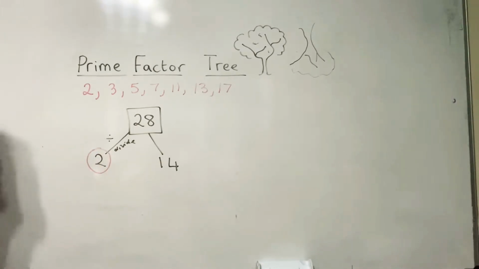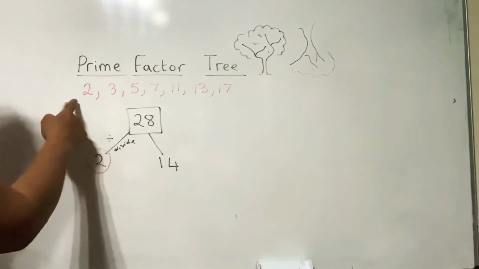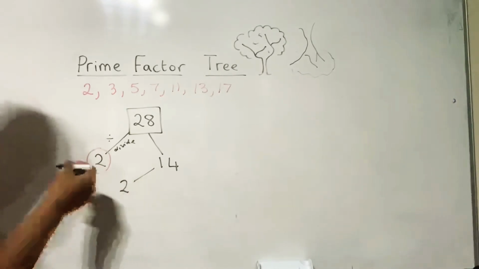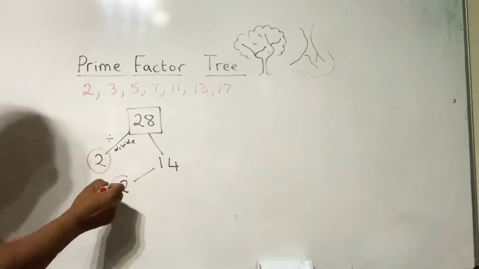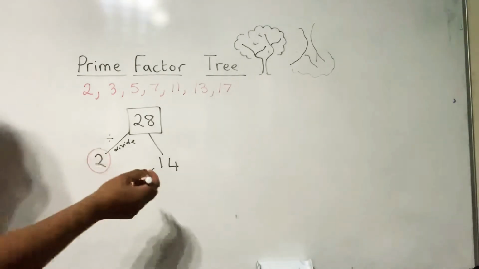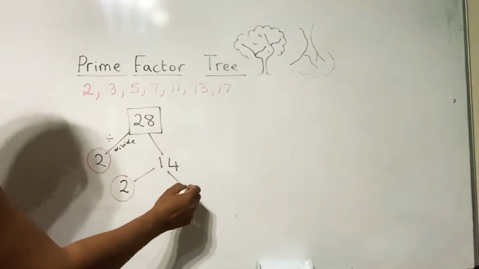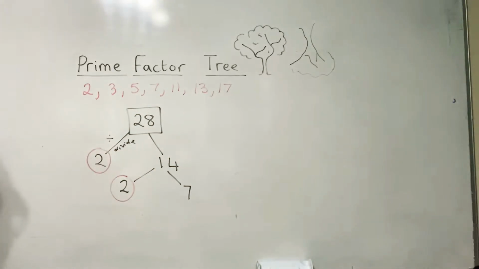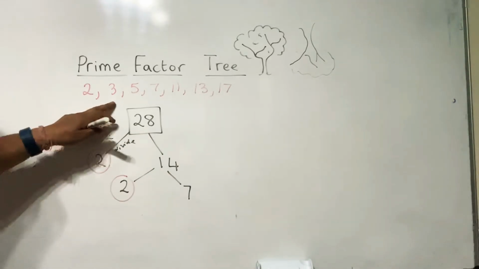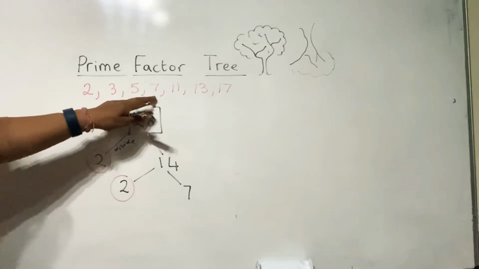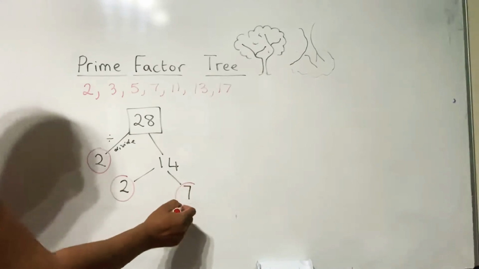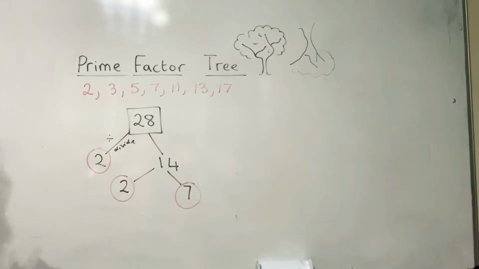14, I'm now going to do the same thing. 14 divided by one of my lowest prime numbers, 2 again. Circle it, because it's my prime number. 14 divided by 2 is, I hear you say, 7. Now, 7. What can I divide 7 by? 2? Oh, no, I can't. 3? No, I can't. 5? No. 7, yep, because it is, guess what? It's a prime number. So there, now I can stop.